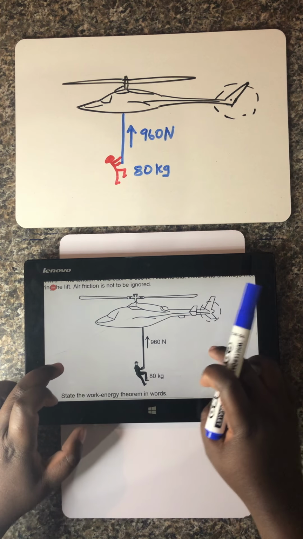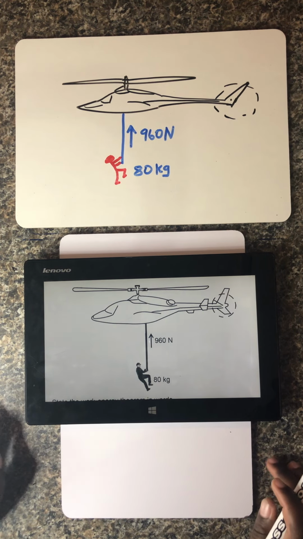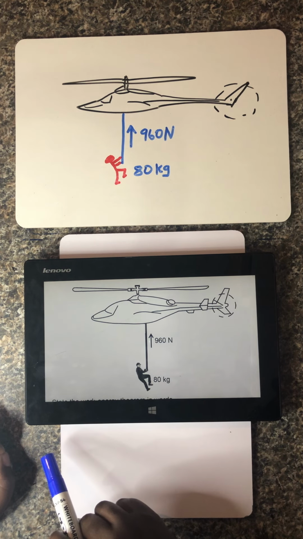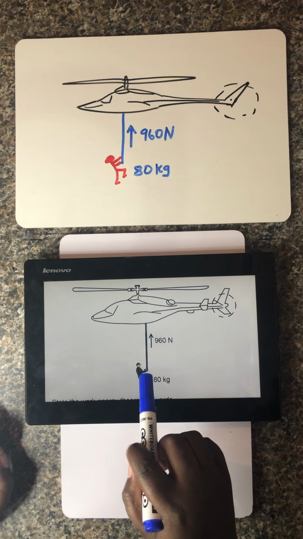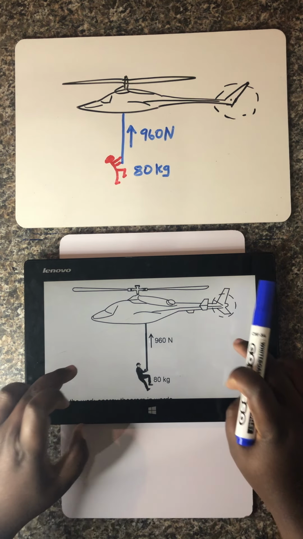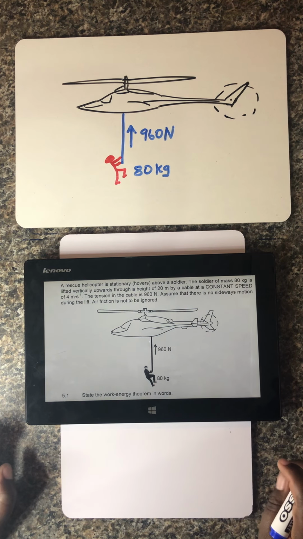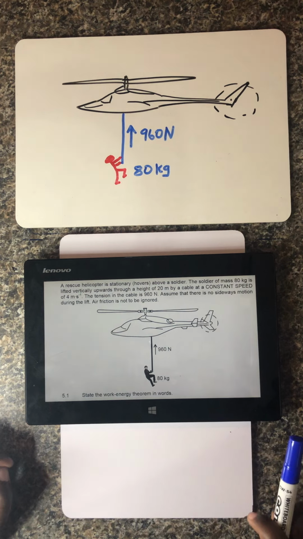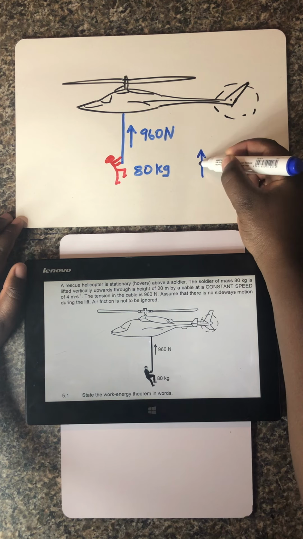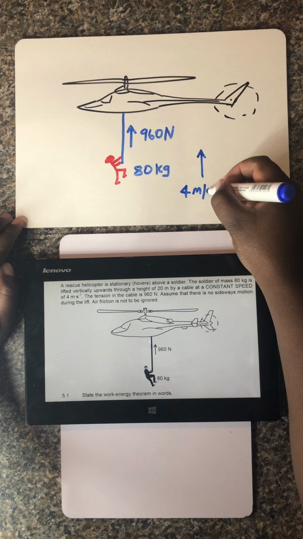Okay, so ladies and gentlemen, it is very, very important that you understand and see what I'm talking about. So now you've got this guy, which is a soldier of mass 80 kg. Now we've got this cable which is pulling upwards at a constant speed of 4 meters per second, and the tension in the cable is 960 newtons. Can I just add that the cable is moving at a constant speed of 4 meters per second.